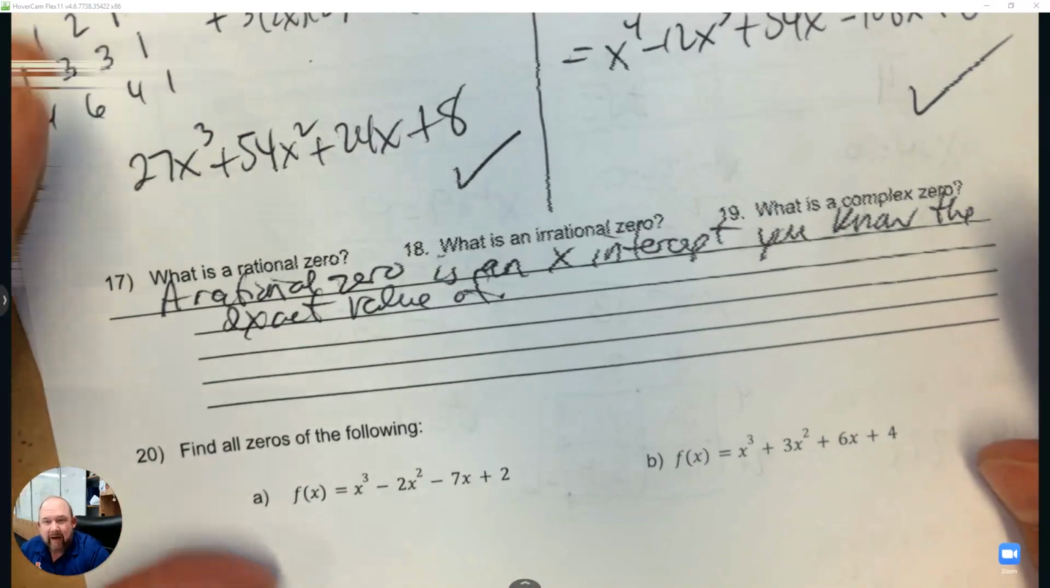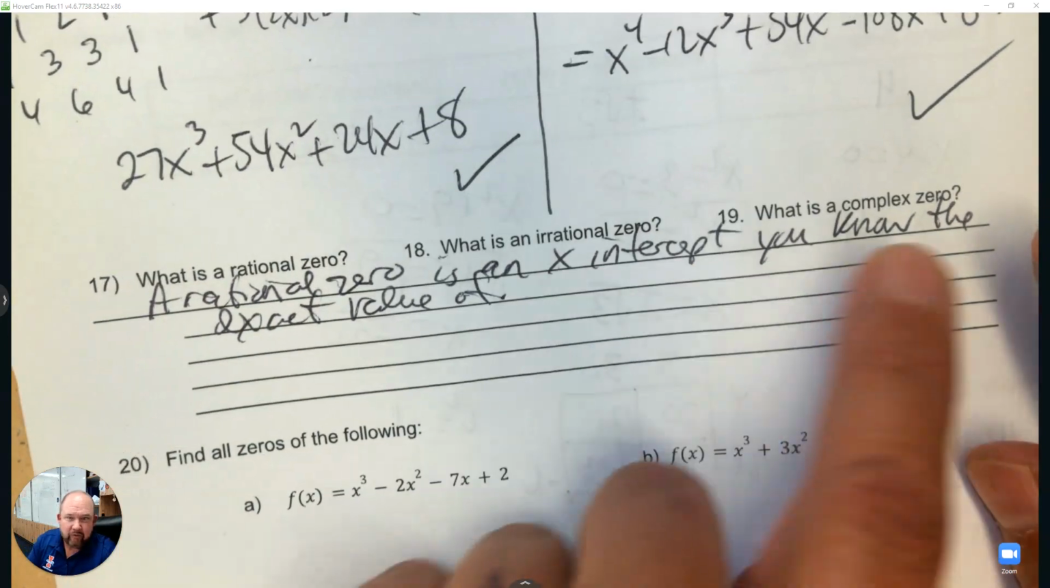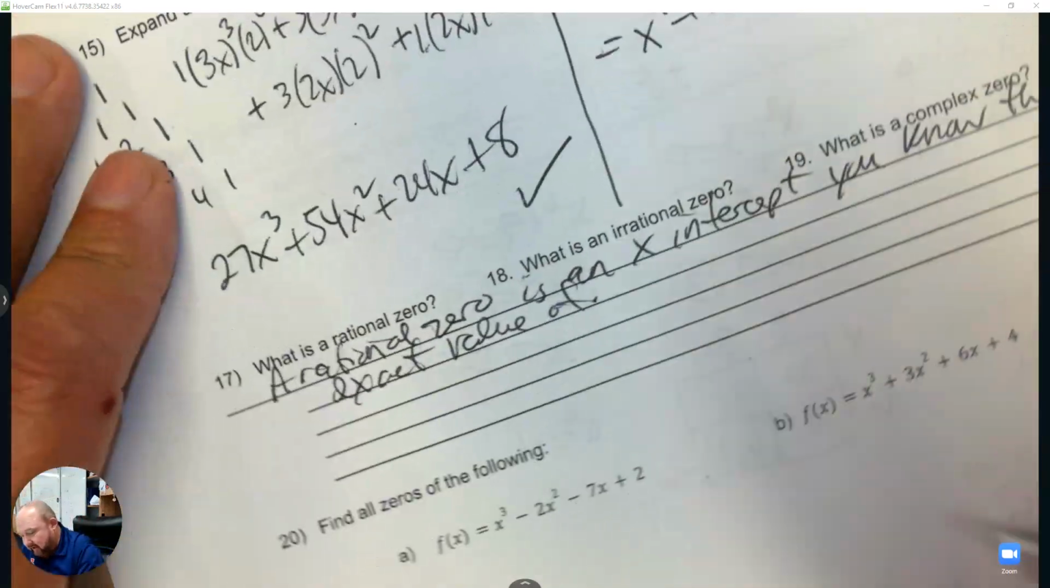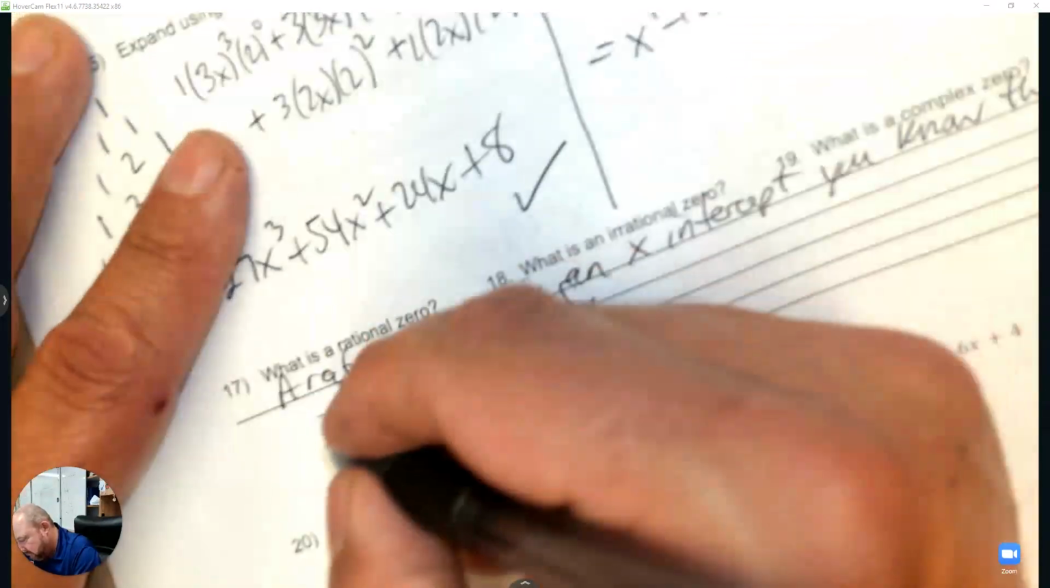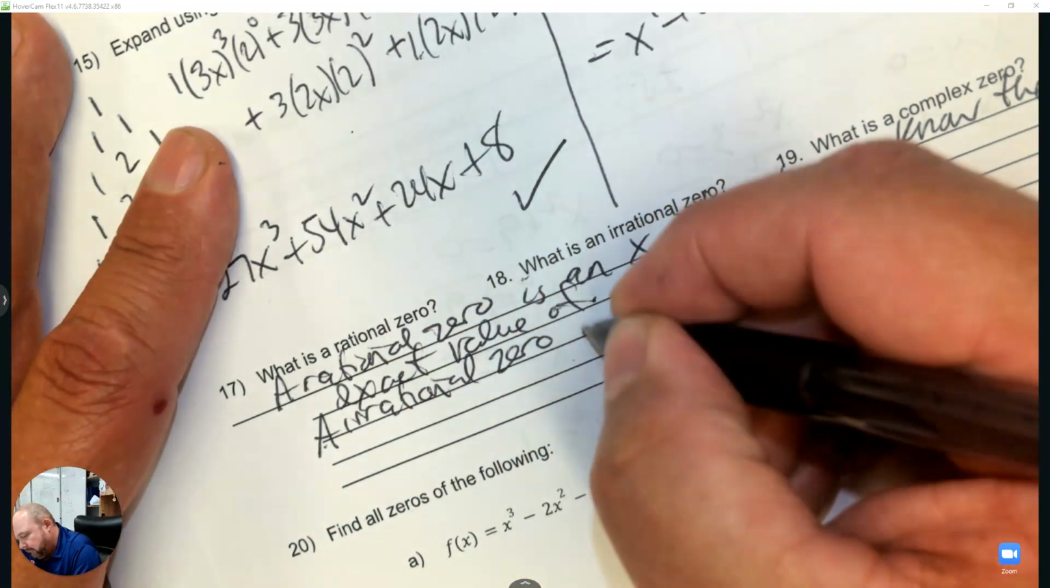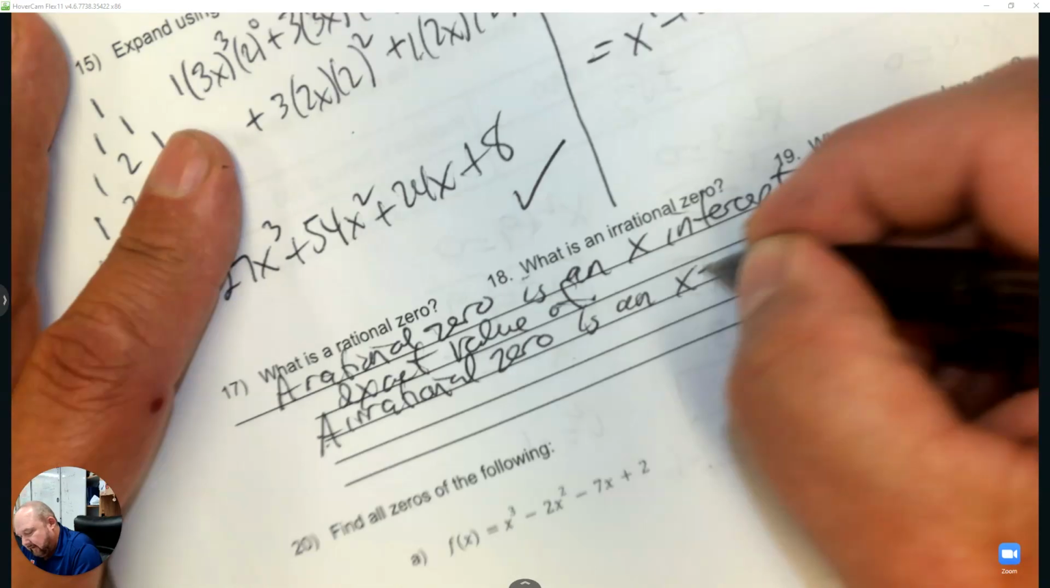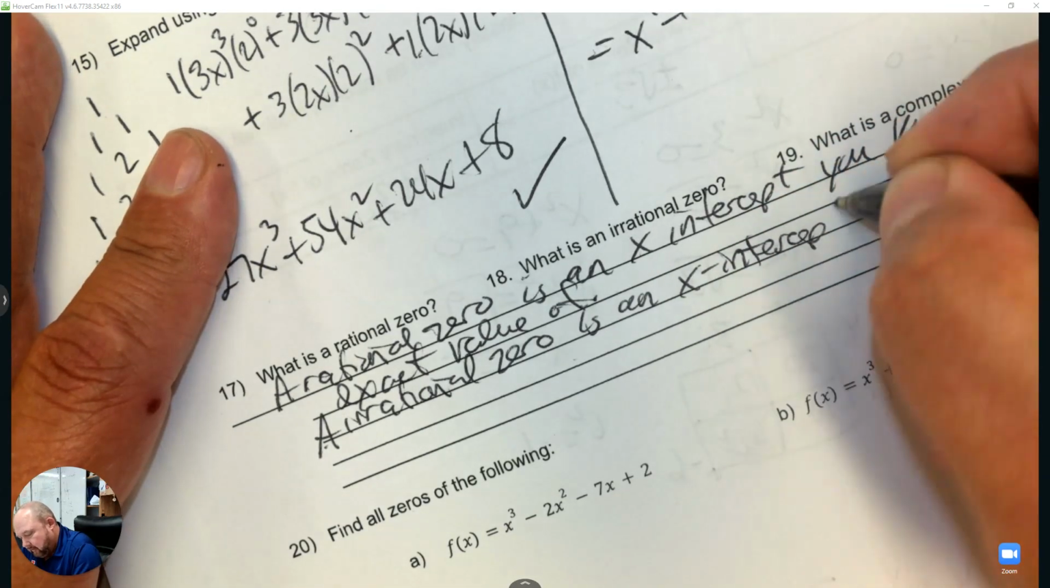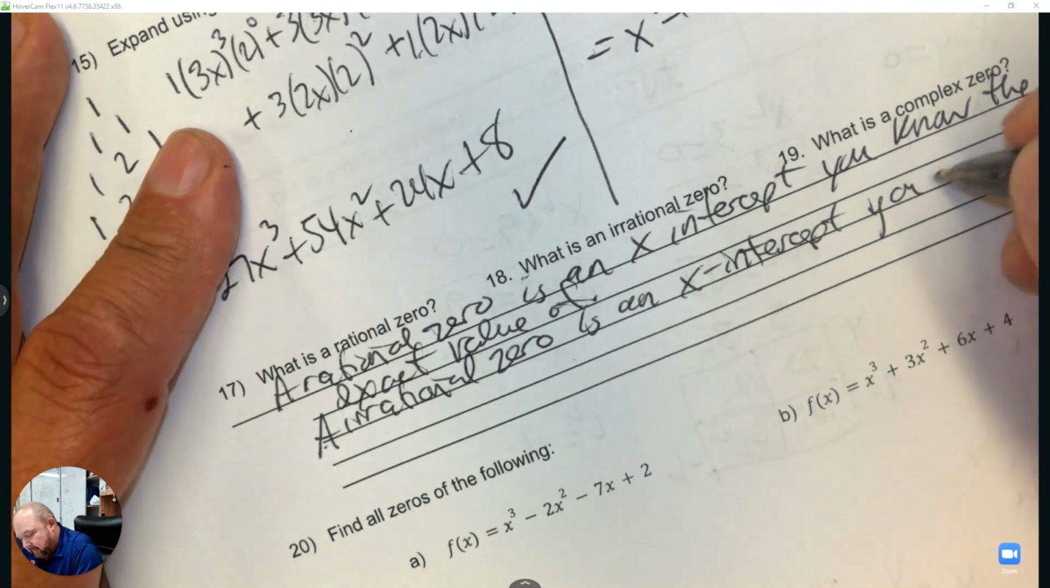So a rational zero is an x-intercept you know the exact value of. An irrational zero is an x-intercept you can only approximate.